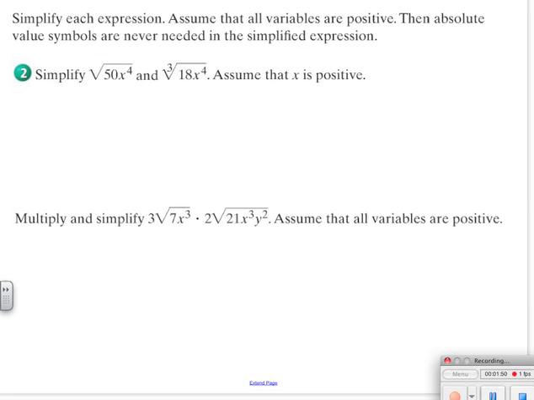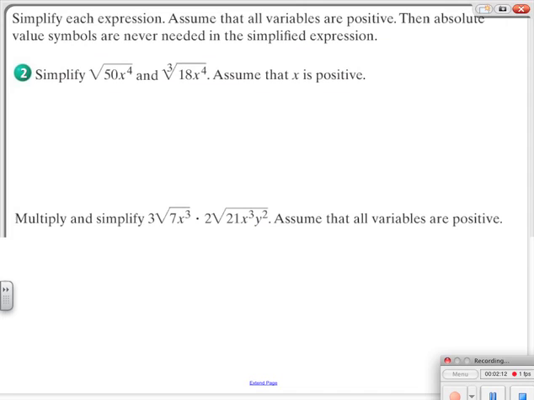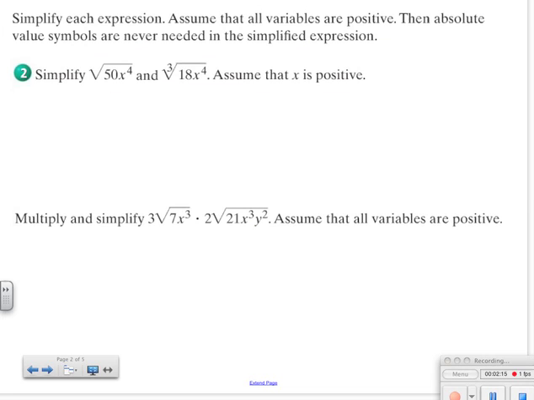So now we're going to simplify each of these expressions using some of the ideas that we had from the previous section. One of the things these problems are going to do is assume that x is positive. And because x is positive, we're not going to have to worry about absolute value symbols. So let's look at simplifying the square root of 50x to the fourth. We can take pieces of that away. Take the square root of 50 and break that into 2 times 25, and the x to the fourth can still stay there.